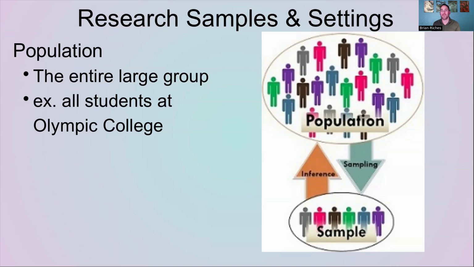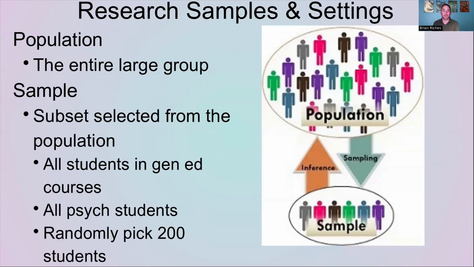Usually we don't have access to the entire population when we are doing our studies, so we use samples. We use subsets of that population. So if I wanted to look at all students in Olympic College, I might be able to access that population, but I could also get like 2 students from every single class at Olympic College. That would give me a pretty good sample.